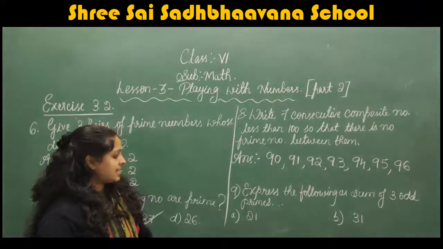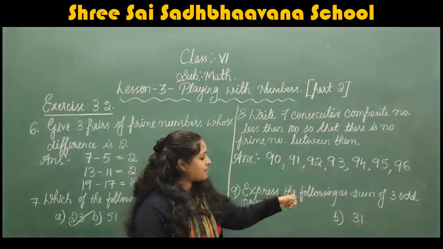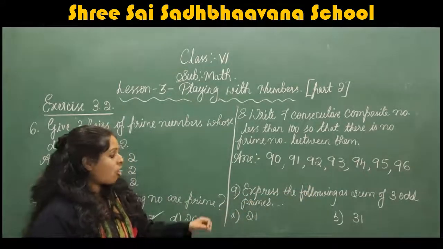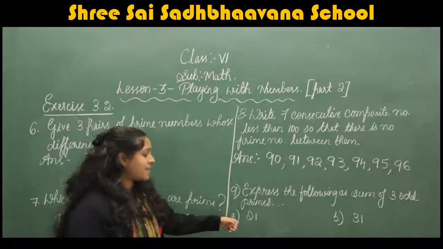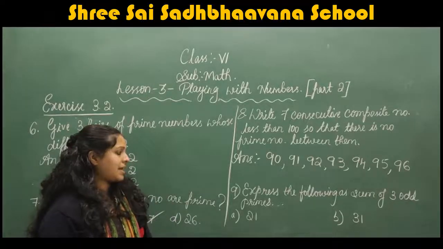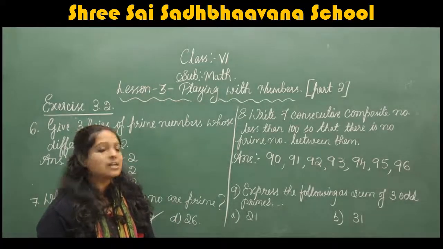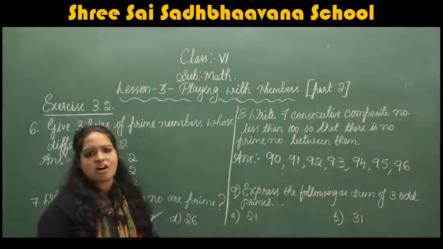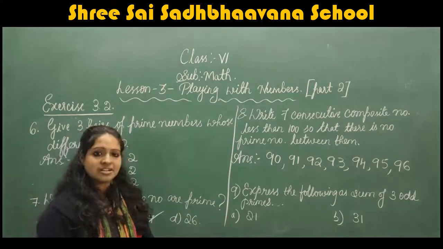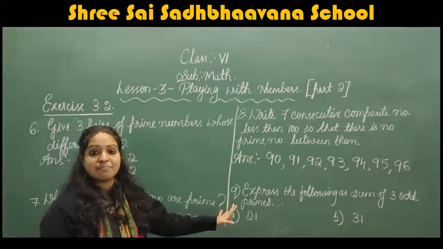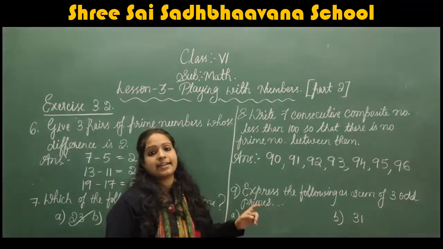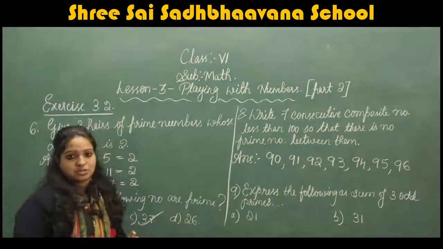So let us see this. Express the following as the sum of 3 odd prime numbers. We have to express this as the sum of 3 odd prime numbers. So how to do this? We have to write 3 odd numbers. So how to do this, children? That is also a prime number. One thing you have to keep in mind: it should be an odd number and it should be a prime number also.